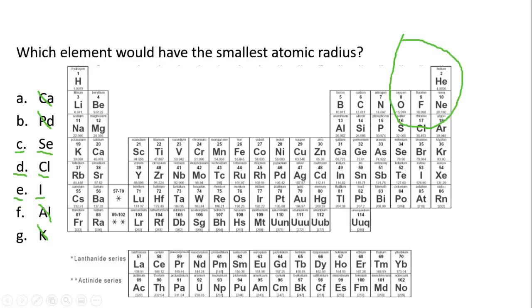So here's selenium, chlorine, and iodine. Which is the one closest to the top right? That is chlorine. So that would be the one with the smallest atomic radius.